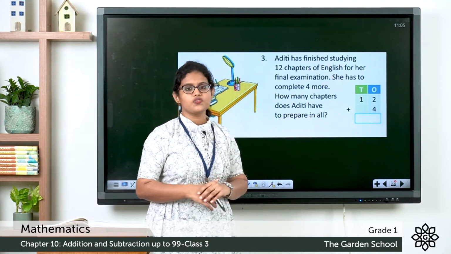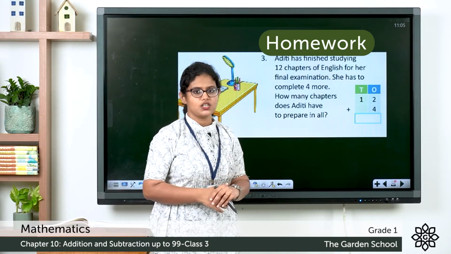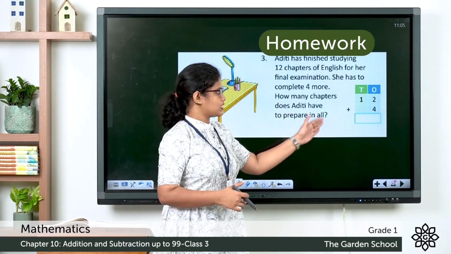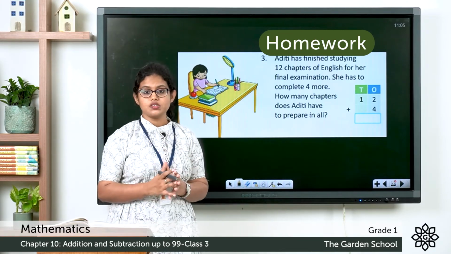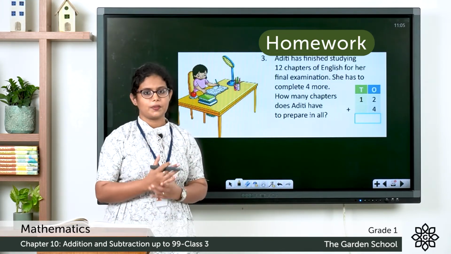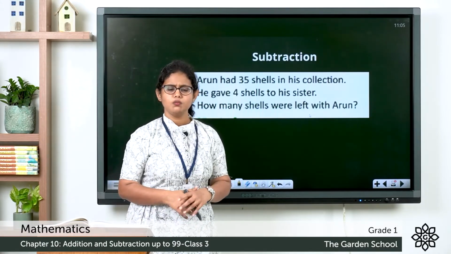12 plus 4. So you can do this by yourself. First see the ones place. You have to add them together. Then see the tens place. You get the total number of chapters Aditi wants to prepare.